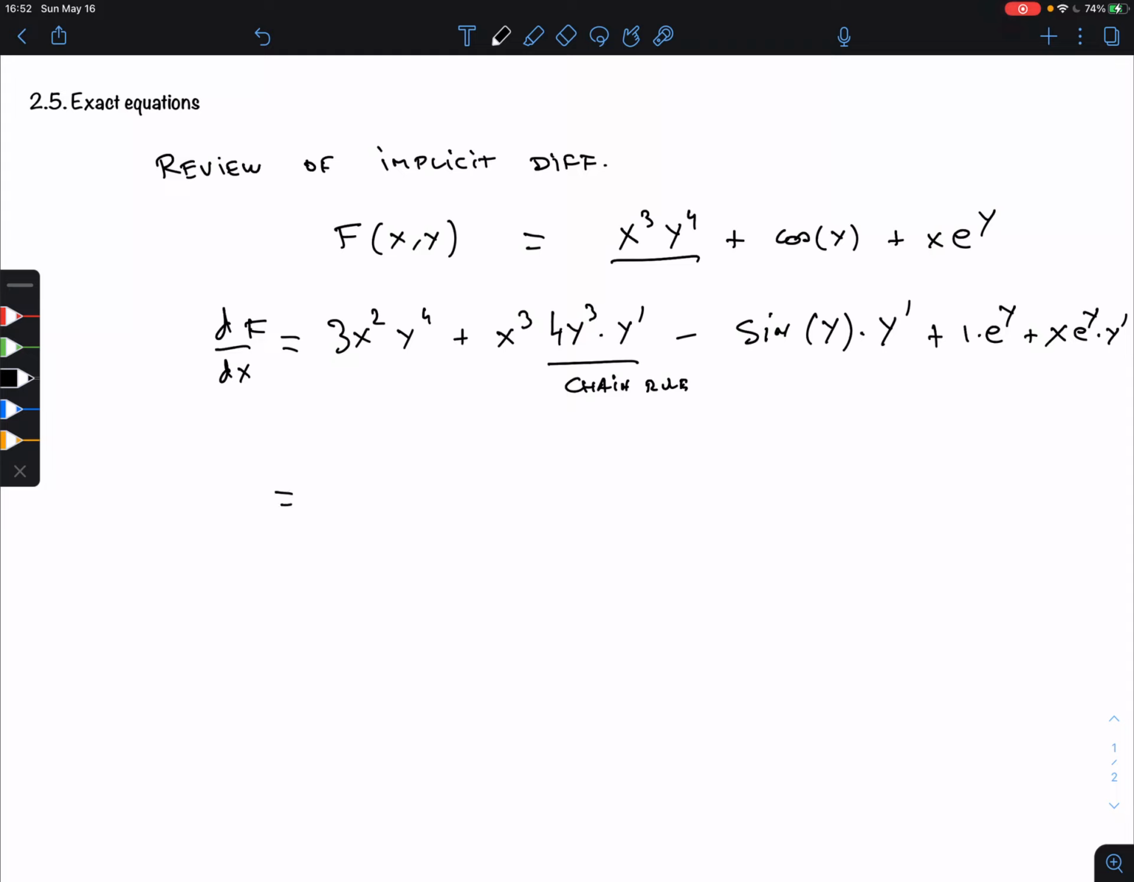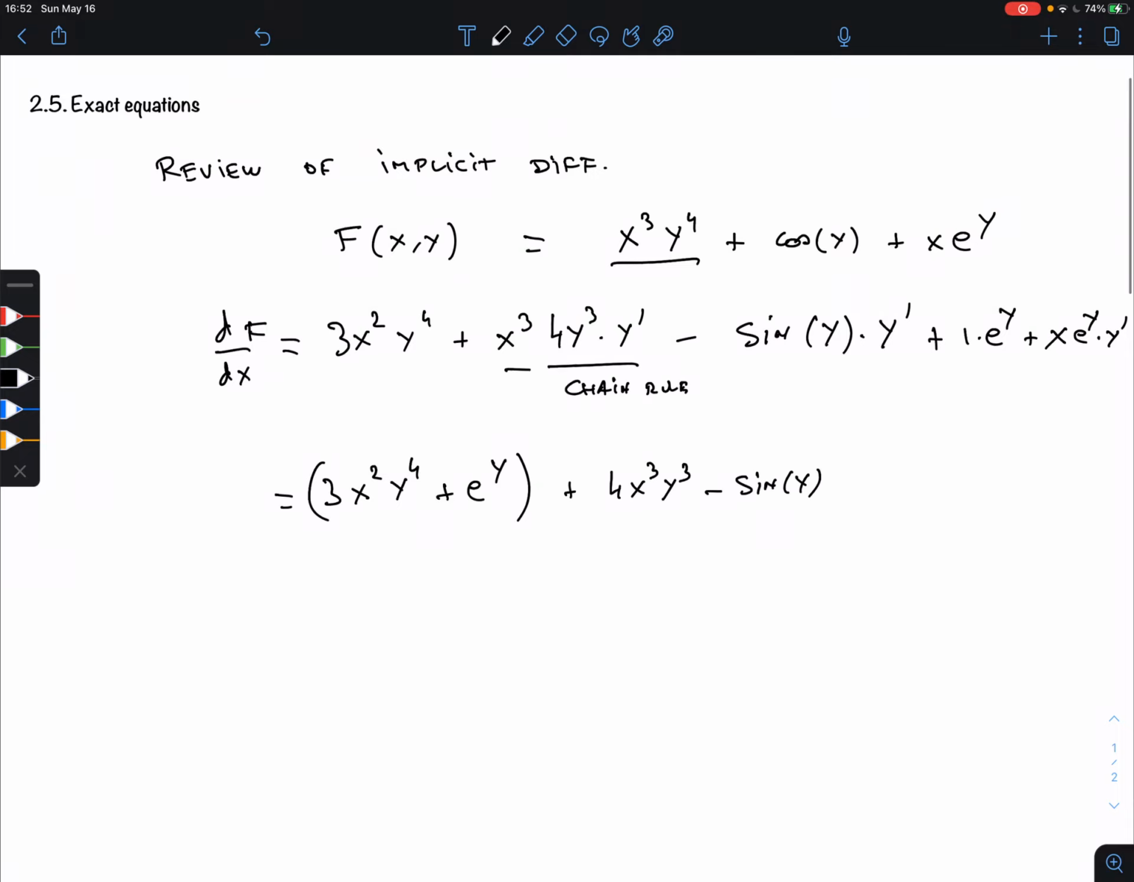So if I group the things with y prime and without y prime together, this would be the part without, and then the part with would be 4x cubed y cubed minus sine y, right, we're done with this term, and this term, plus x e^y, y prime. And that is df/dx.